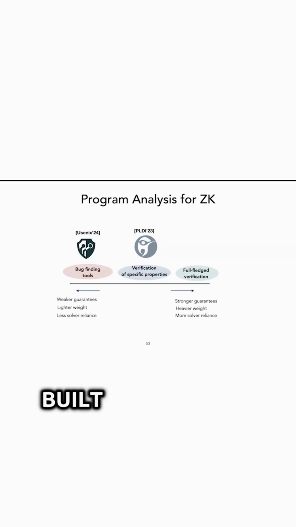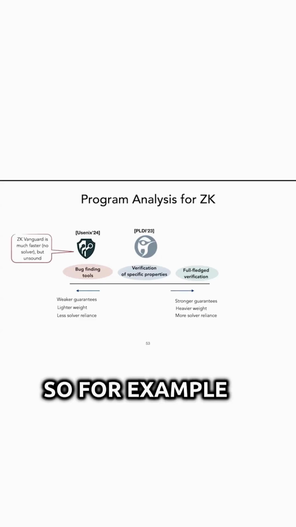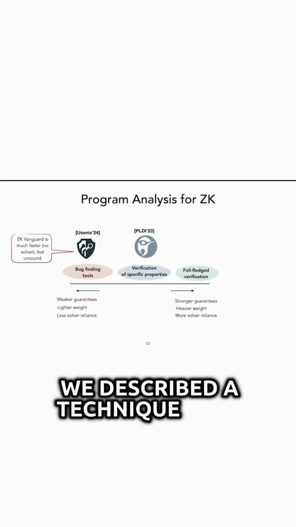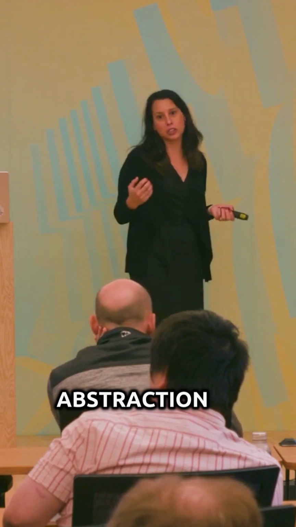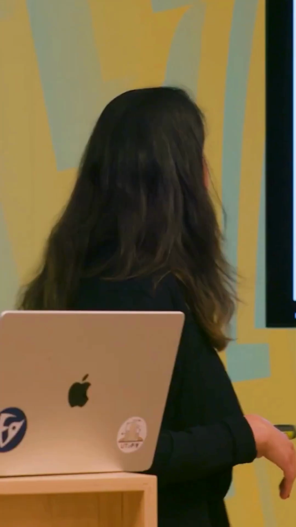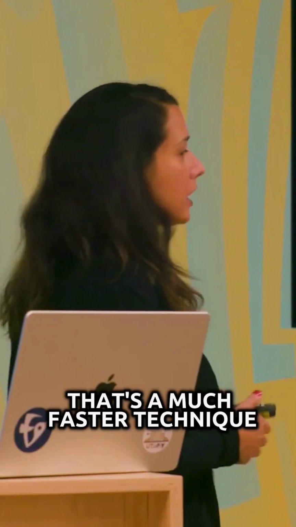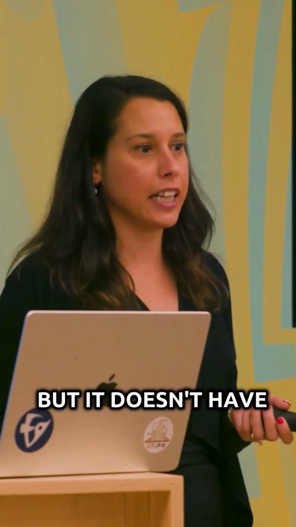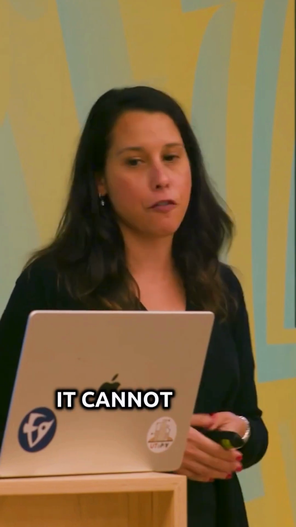We also built other tools that fall on different parts of the spectrum. So for example, in our recent Usenix 24 paper, we described a technique that constructs this graph abstraction of ZK circuits and does analysis at the graph level. And that's a much faster technique. It doesn't require any SMT solver support, but it doesn't have any guarantees. It can have false positives, it can have false negatives.